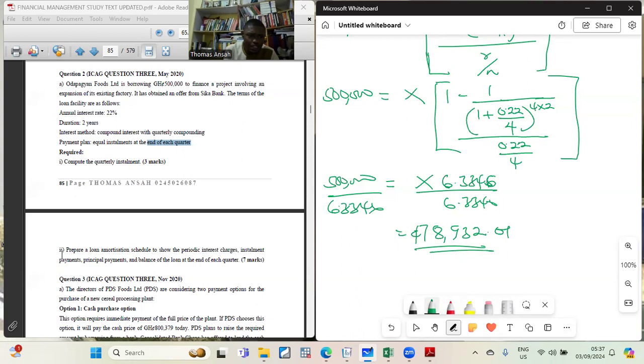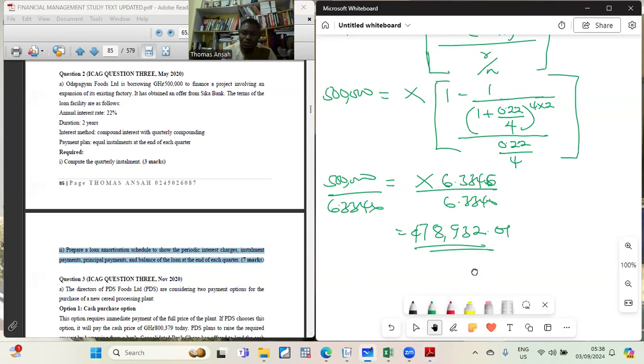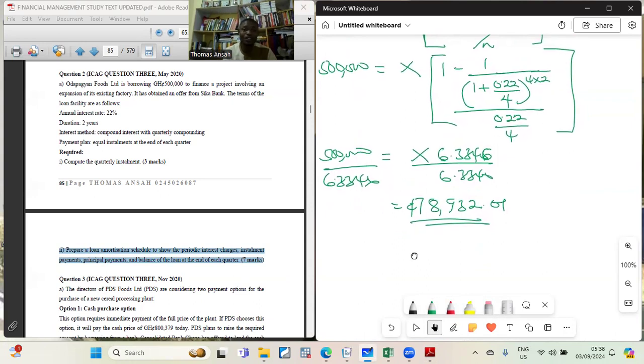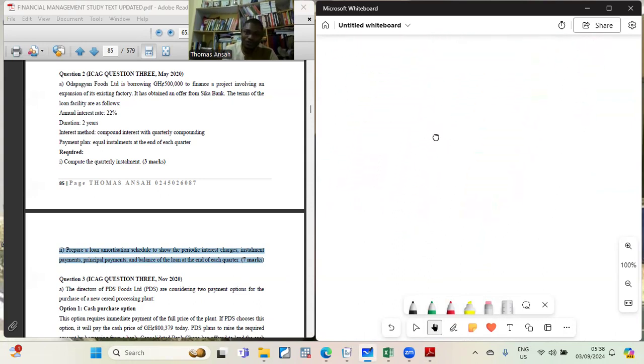You go your way. And it says we should prepare a loan amortization schedule to show the periodic interest charges, installment payment, principal payment, and balance. So he has given us what should go on the table. But anybody that has done FR before understands this schedule. All right, there's the amortized cost table. We normally have our balance. And this one, it is in arrears. The payment is at the end.